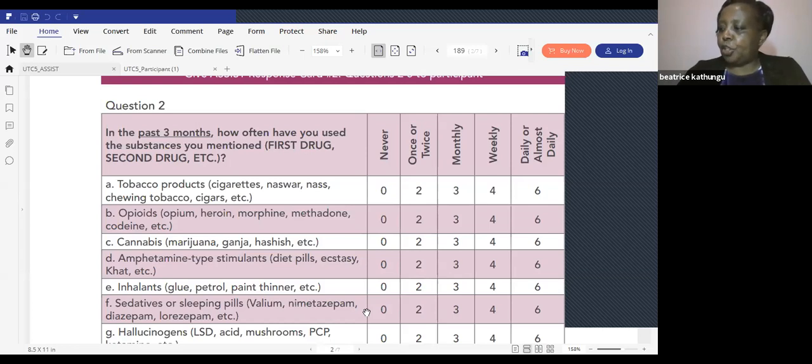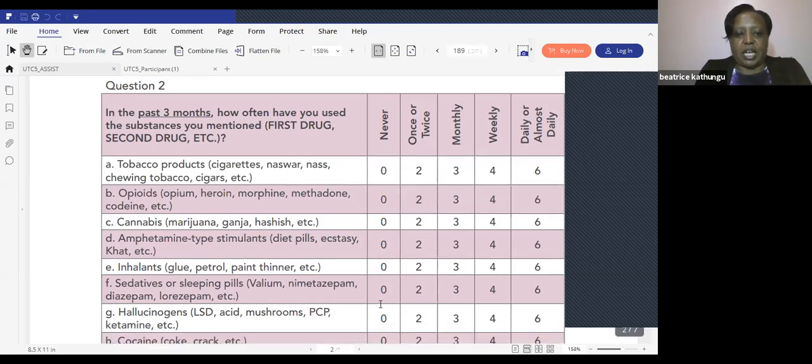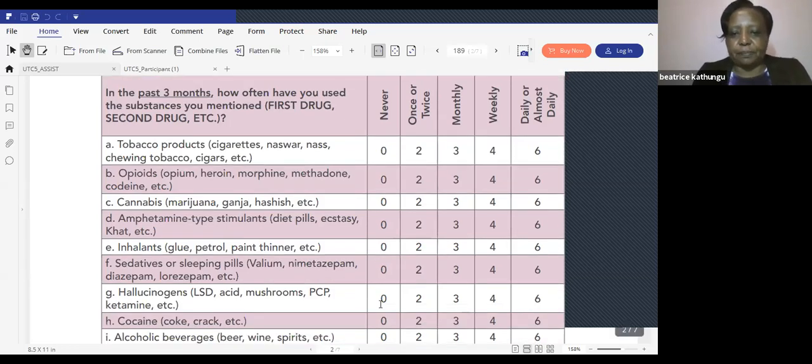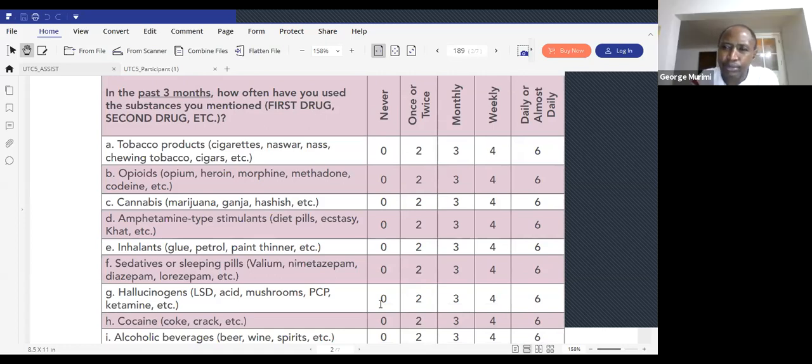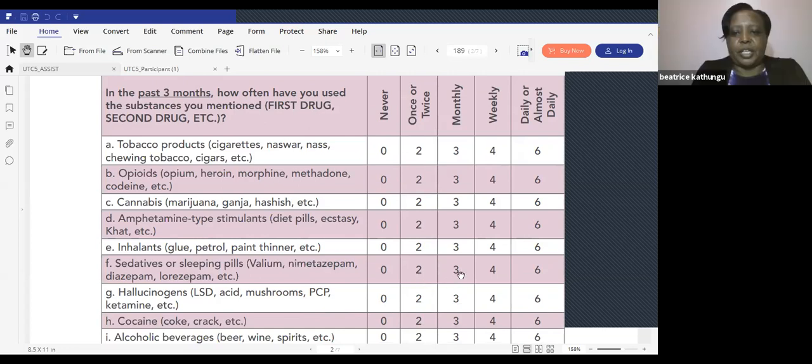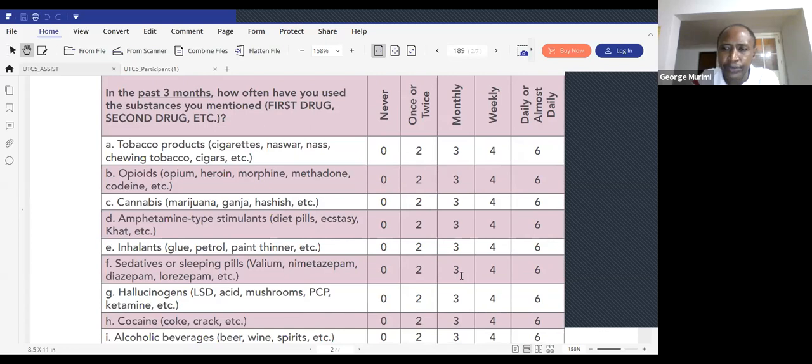Now, George, you also indicated to me that you use sleeping pills sometimes. How frequently is that you use sleeping pills? Well, it's only about once per month when you don't have too much money and you need to fill up your alcohol. So just once in a while when you're broke. Okay, so we can actually say you use it like monthly? Monthly is fair. Okay, thank you.